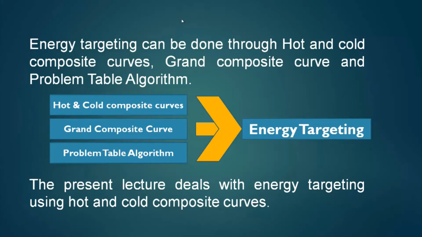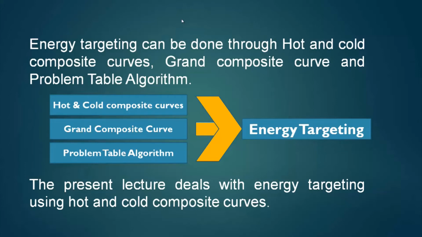The energy targeting can be done through hot and cold composite curves, grand composite curves and problem table algorithms. So, there are 3 different methods available to you to do the energy targeting: hot and cold composite curves, grand composite curves and problem table algorithm.